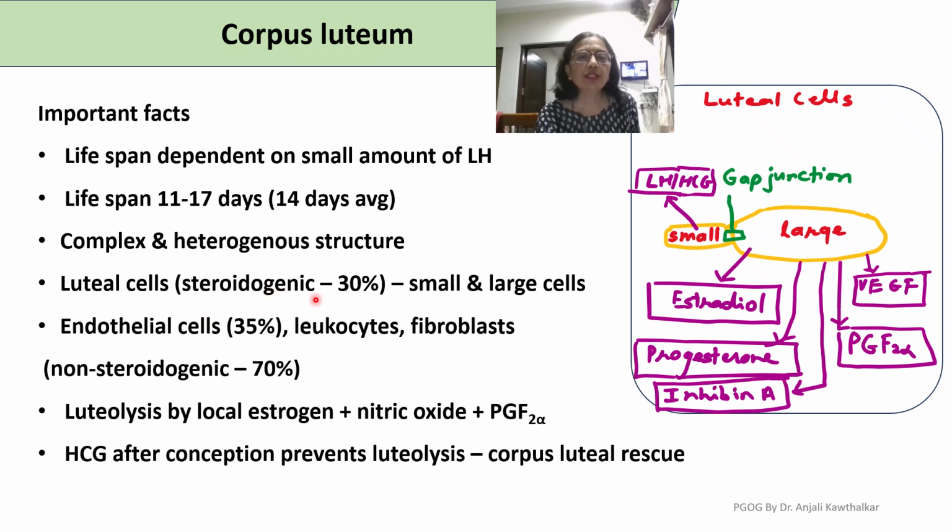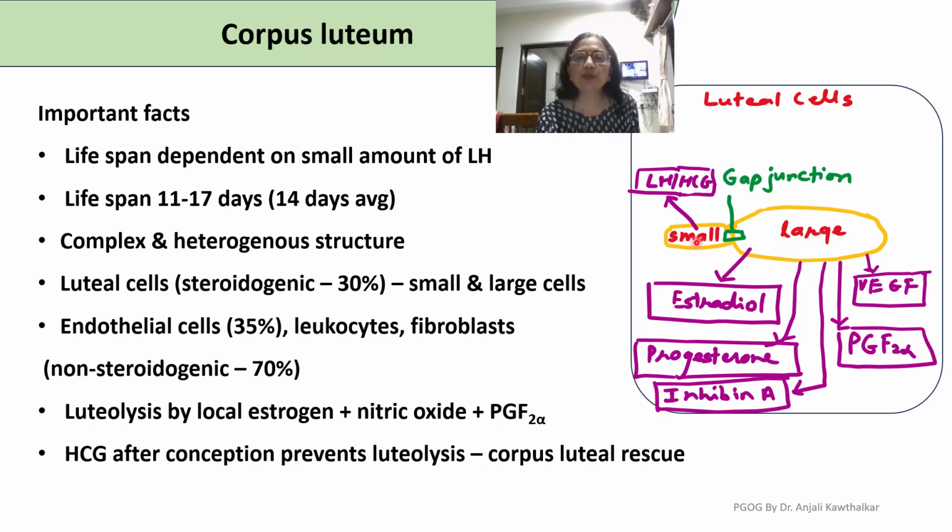In steroidogenic cells, we have two types of cells, small and large cells, which secrete different hormones. Small cells secrete only LH or hCG, whereas large cells mainly secrete all the other hormones such as estradiol, progesterone, inhibin A, prostaglandin F2 alpha, and vascular endothelial growth factor. All these are mainly secreted by large cells.